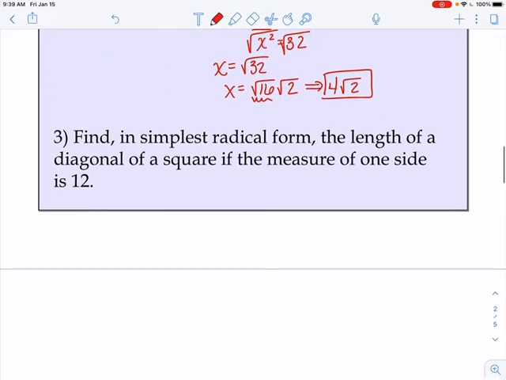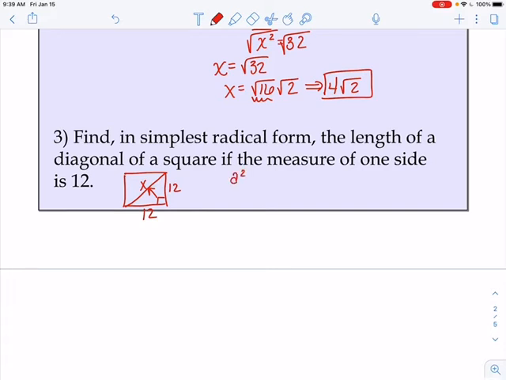Okay, number 3, find in simplest radical form the length of the diagonal of a square if the measure of one side is 12. So again, if you have a square, and here's its diagonal, and the measure of one side is 12, that means the other side is 12. A square has a right angle, and again, I'm looking for my diagonal there, so I'll call it x.